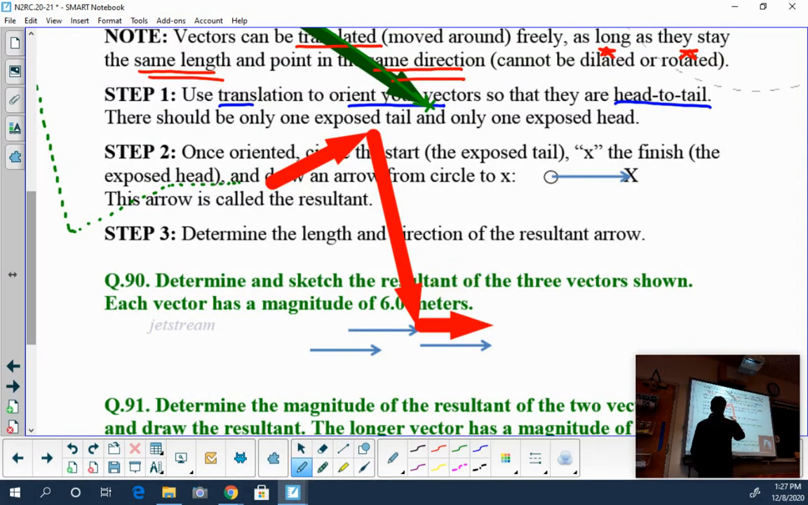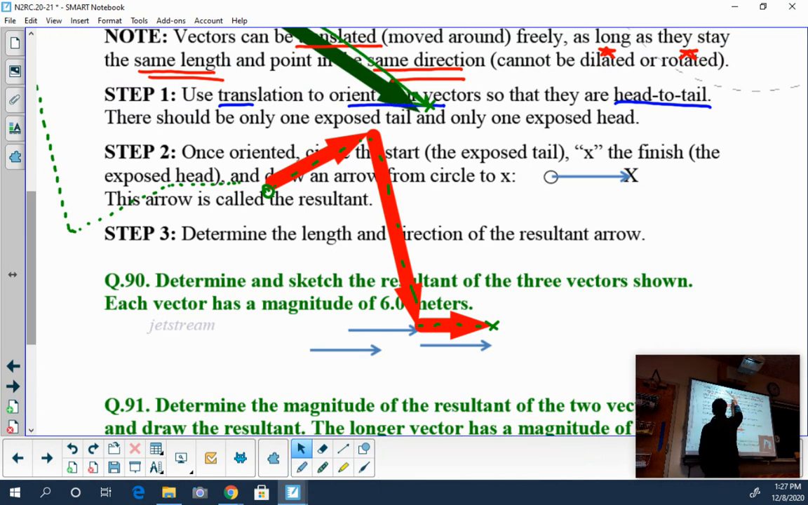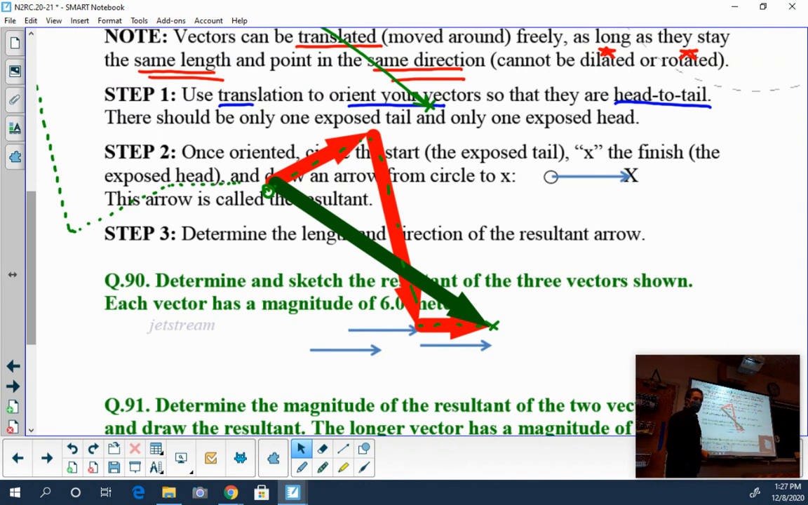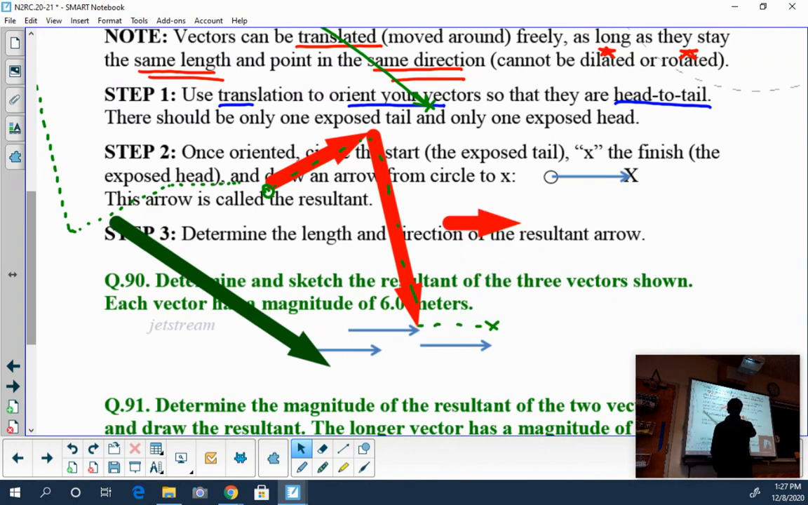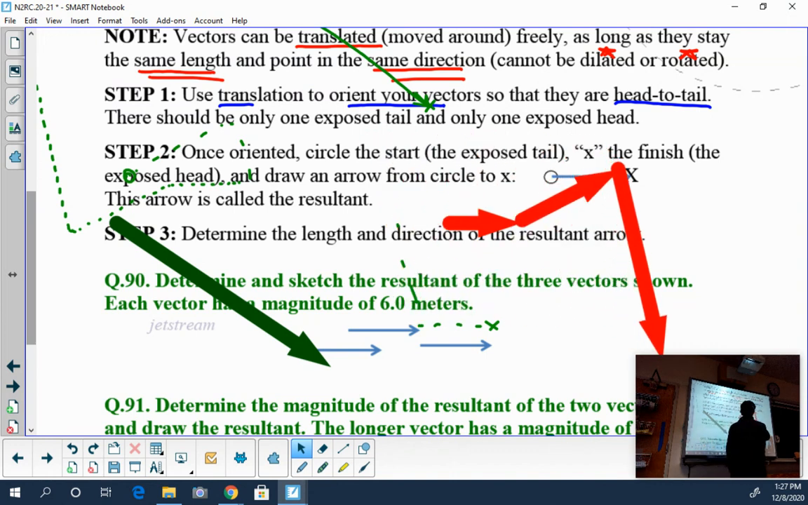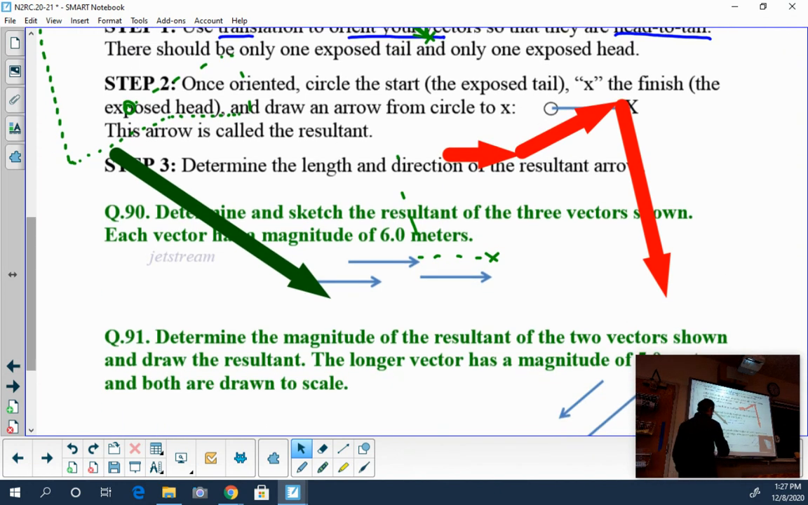Play the same game. The exposed tail, circle to start, X to finish. The resultant is, boom, the exact same thing. Magic. No matter which order you do these in, maybe we'll do this one first, we'll do this one second, and we'll do this one third. The beauty is it doesn't matter.